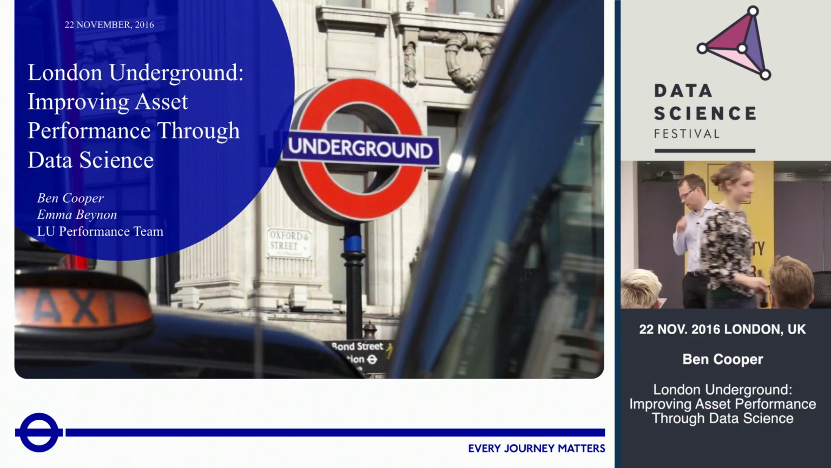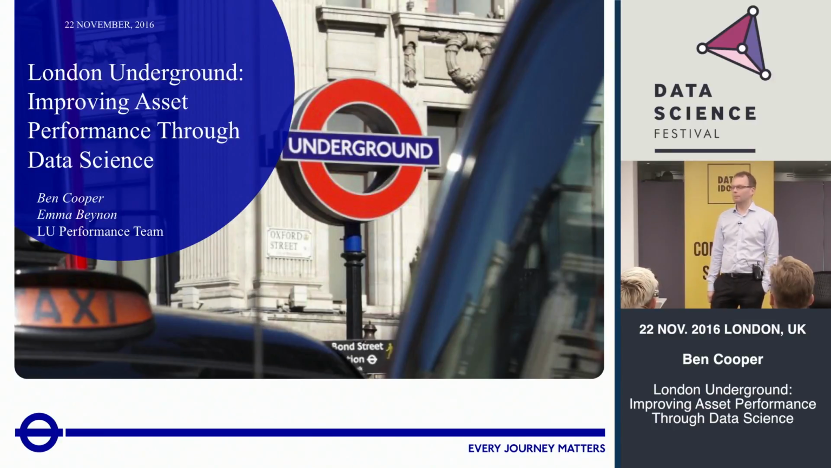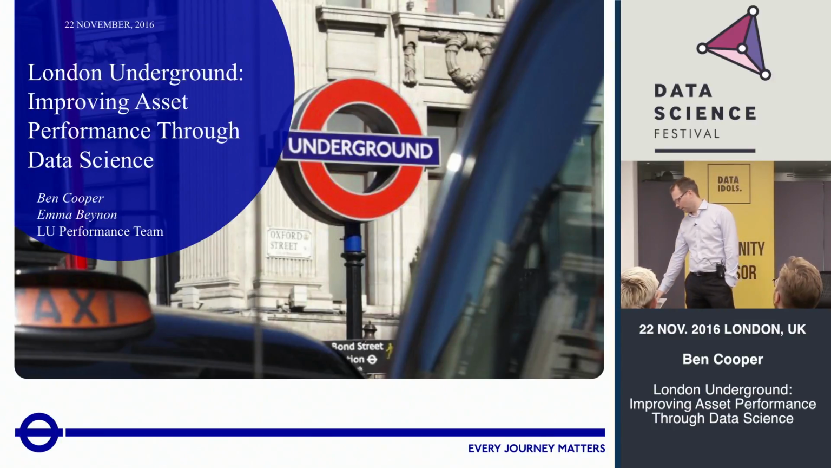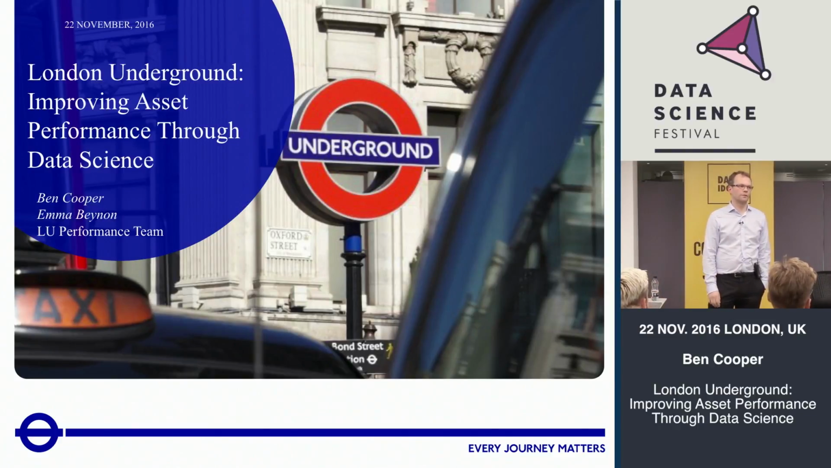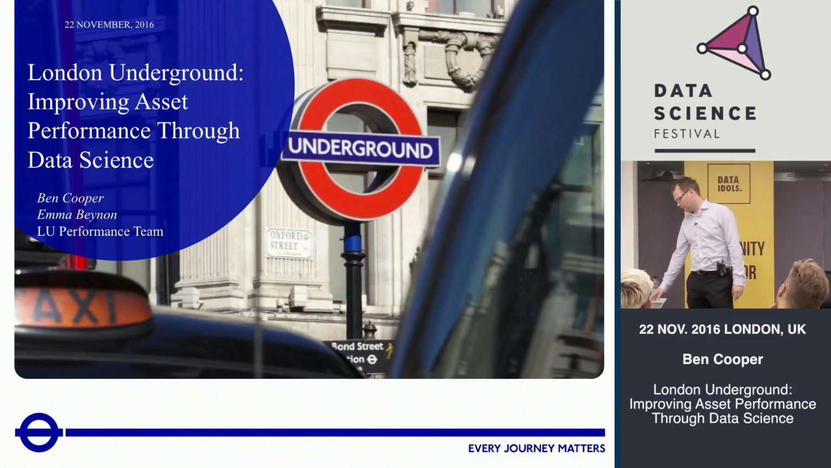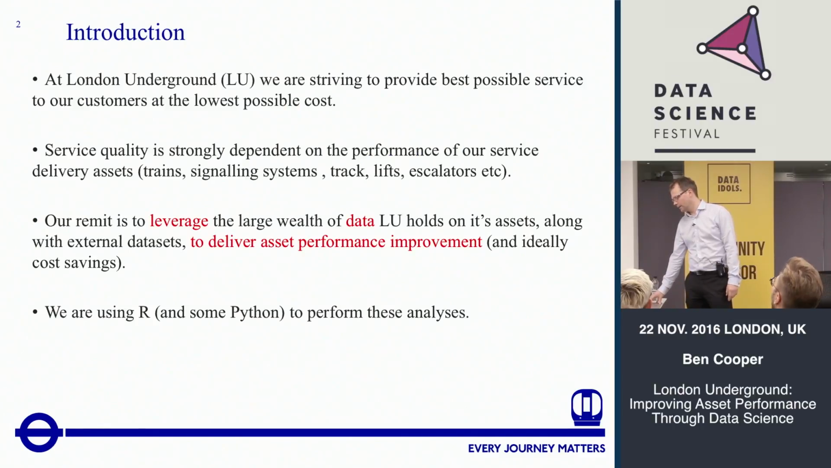So we're specifically from the London Underground part of TfL, and we're going to talk a bit about quite a change of tack from the last presentation: about actually how we can potentially improve the performance of our assets at London Underground. By asset, what we mean is the actual trains, the signalling systems, the track, etc. How we can hopefully improve that through using data science techniques.